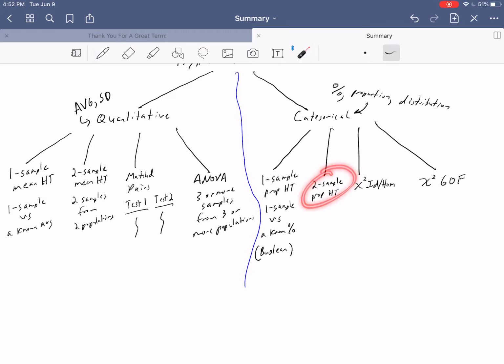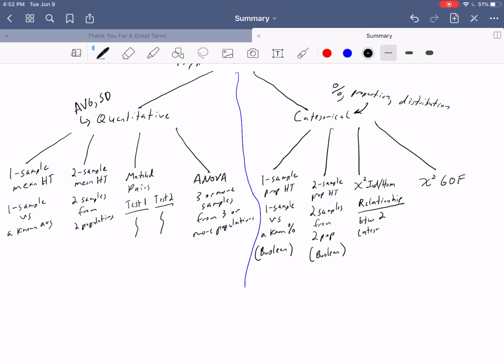A 2 sample proportion hypothesis test is when we have 2 samples from 2 populations. And again, the data is supposed to be Boolean. So for both a 1 sample proportion and 2 sample proportion, it has to be categorical, but it specifically has to be Boolean categorical, where you only have 2 categories. Chi-squared independence and homogeneity, this one is very specialized and unique. This is where you want to know if there's a relationship, and that's a key phrase there, between 2 categorical variables.